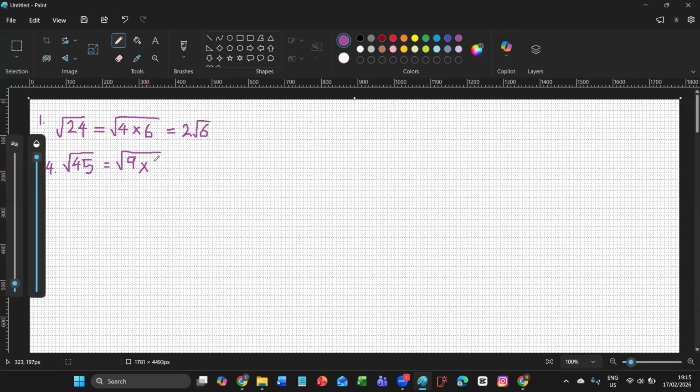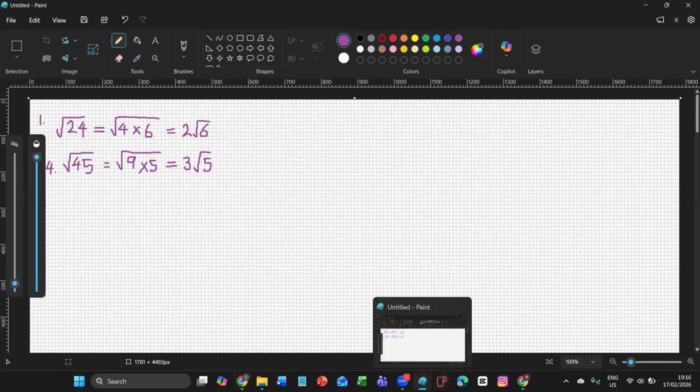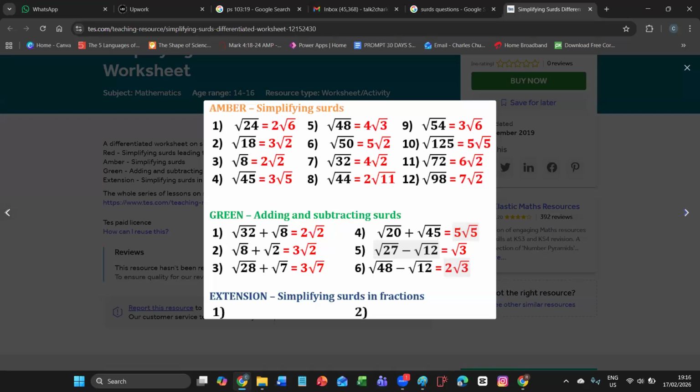5 times 9, which we know that 9 is a perfect square. So that means it's going to have a perfect square root, if you like, a whole number square root. That's just what a perfect square is. Its square root is a whole number. And of course, since 5, we can't really help 5. We just leave 5 under the square root sign like that. And that's how we came about our trusty 3 root 5. Okay, so all the others can be solved in a similar manner.